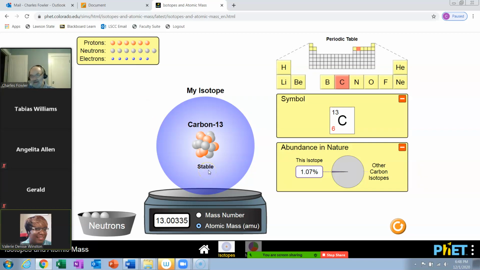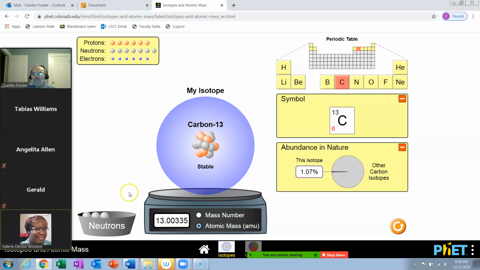And then the mass number. Anyone want to make a guess? 13. You got it. And what's its atomic mass? 13.00335. Got it. And what's its symbol? 13.6C. Got it. C for carbon. And what's its relative abundance in nature? 1.07%. Good. Very, very little, but more than some of them have been. Okay, the next one is carbon 14.